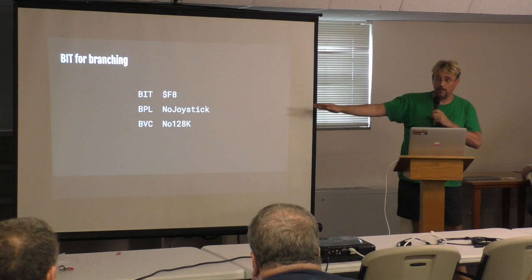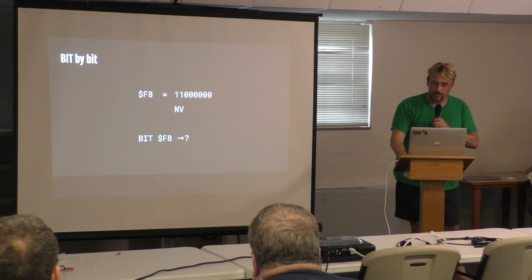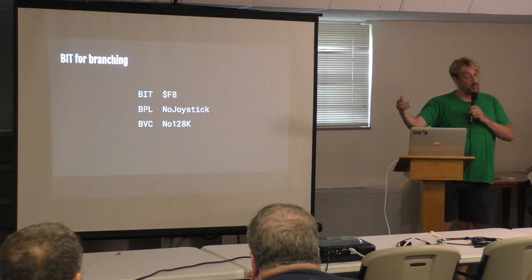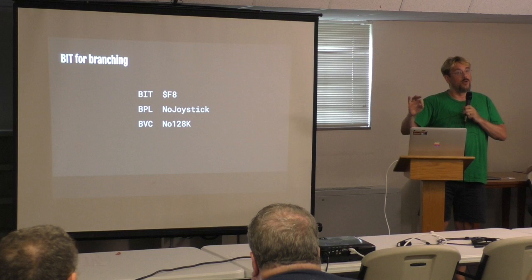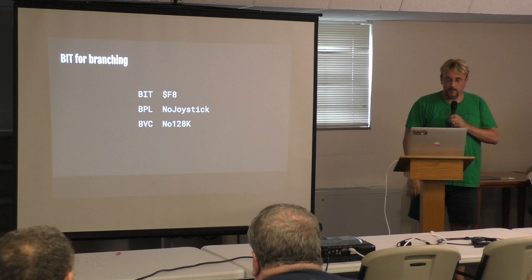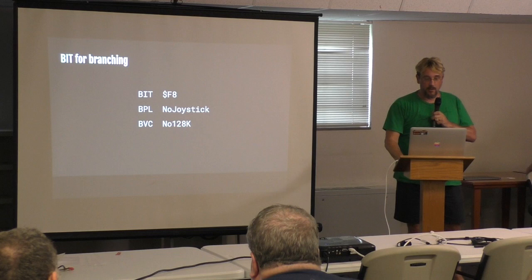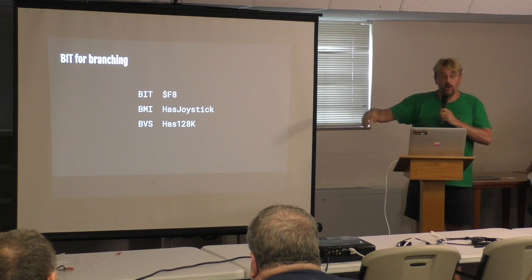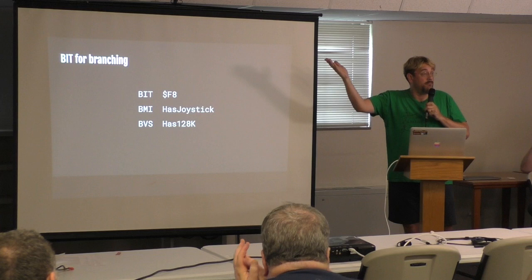Or the bit opcode will take bit 6 and set the overflow bit to the value that was in this parameter, and then you can branch on that. Branch if overflow clear, branch if overflow set. So very simply and without changing any registers, you can set Boolean flags in the two high bits of any memory address and then check them and branch on them later.